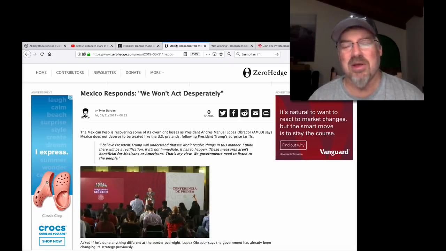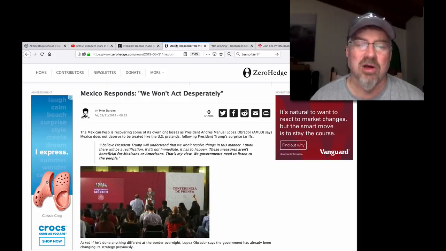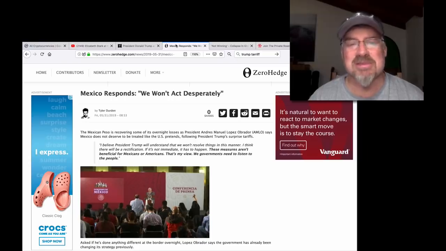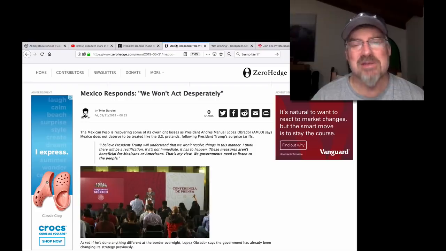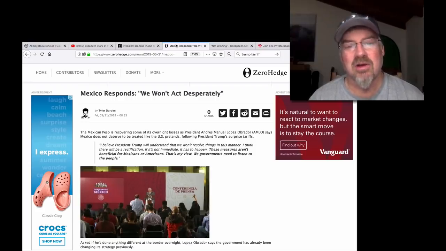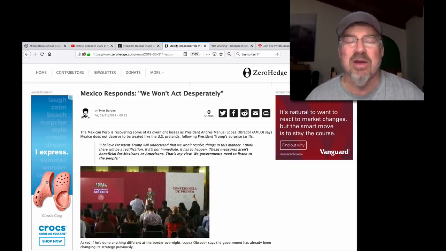Mexico responds, we won't act desperately. Mexico has been a puppet of the United States for so long. You know, if you want to be tough, Mexico, why not just stop selling silver at cheap prices? Mexico has provided the world over 30% of all the silver that's ever been mined. Mexico would be the richest country in the world if they didn't give away their silver at ridiculous prices.